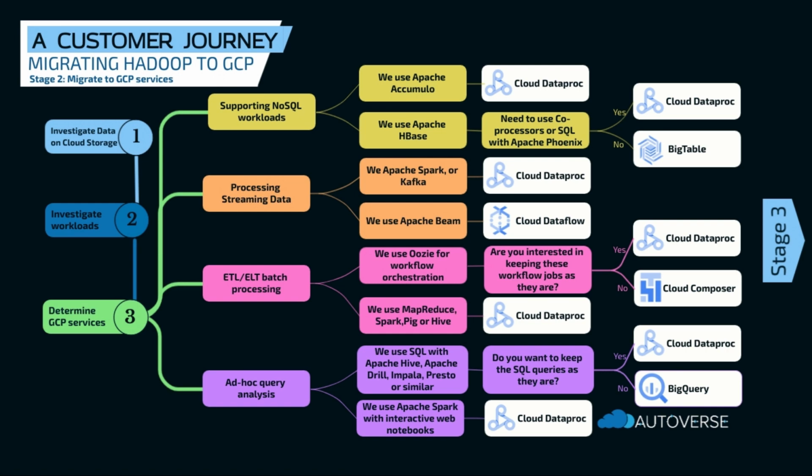Stage 2 is about determining the GCP services and workflow of your data that you are going to need to migrate to. And stage 3 is about tying everything together and developing a wonderful plan and automation for your migration for each of the environments for your customer.